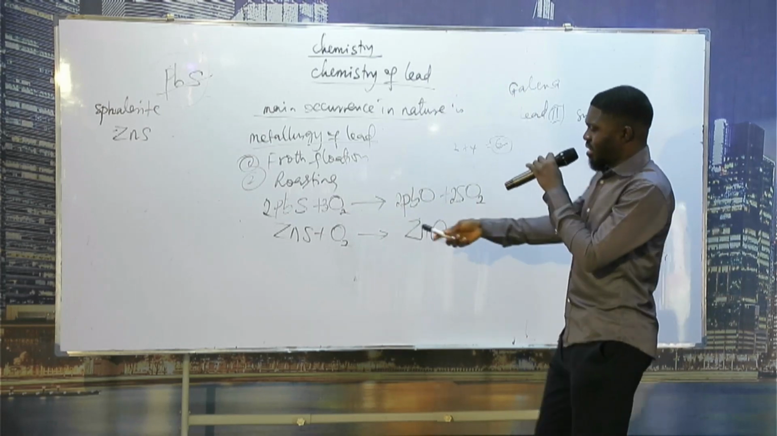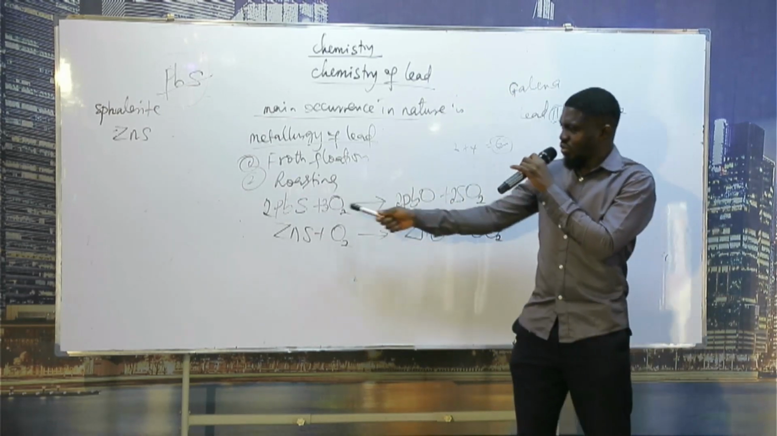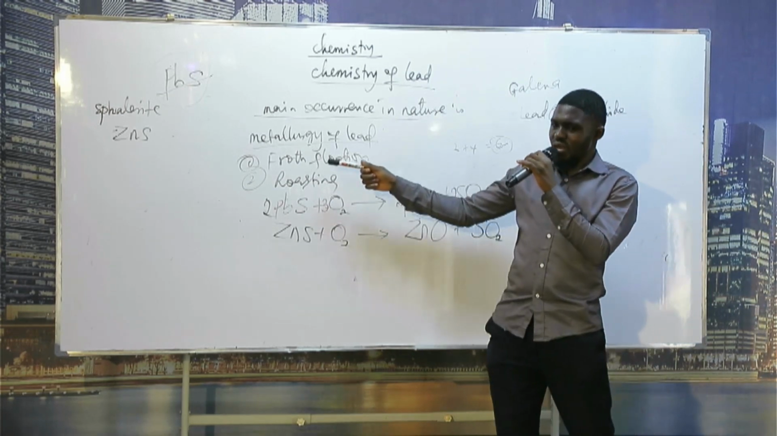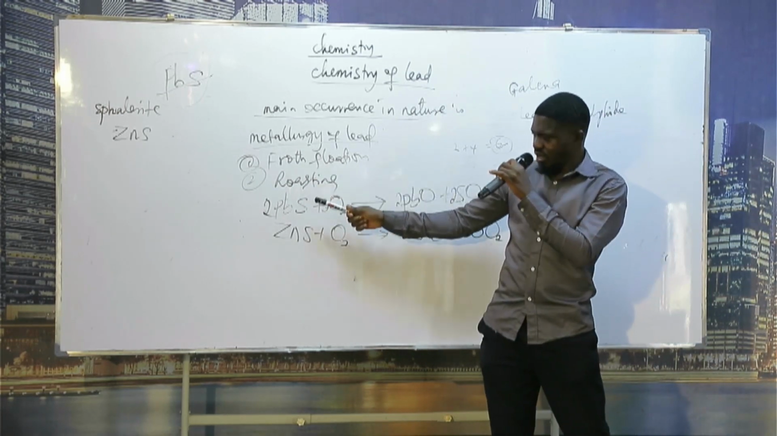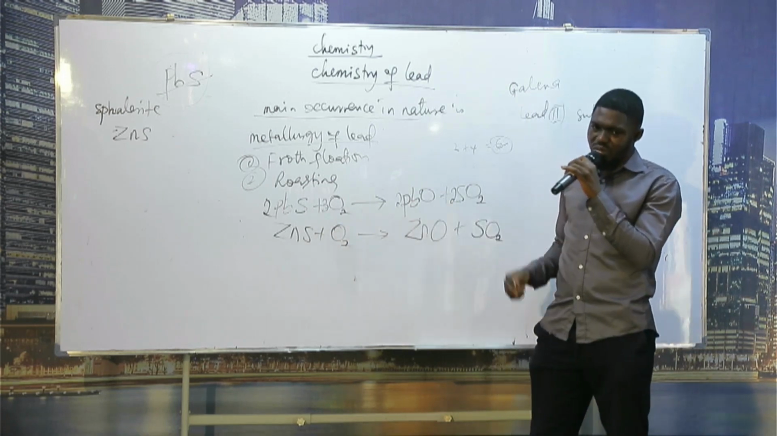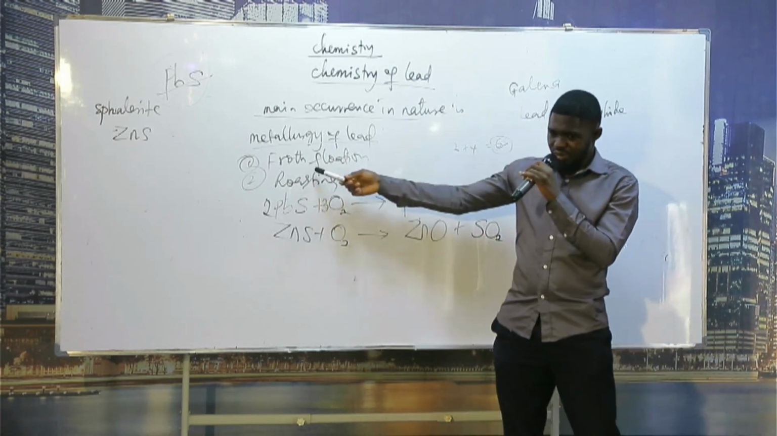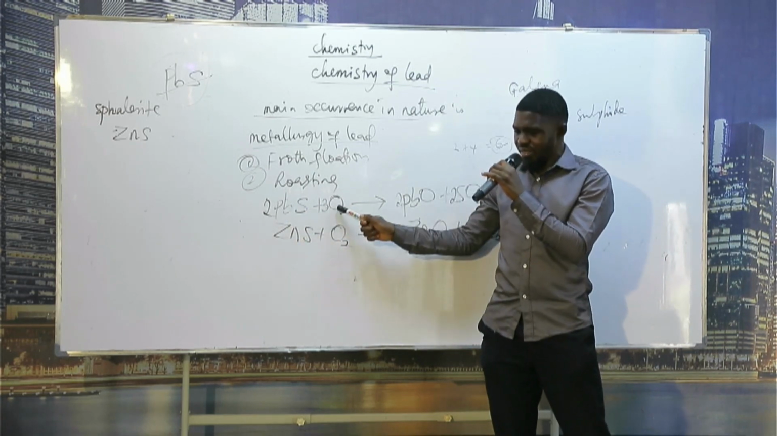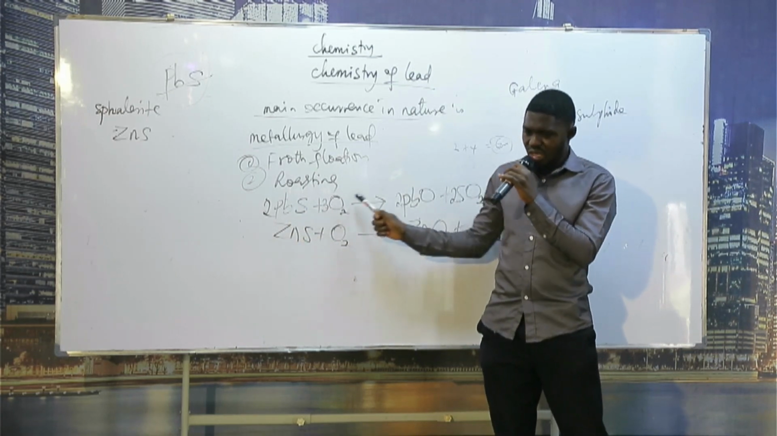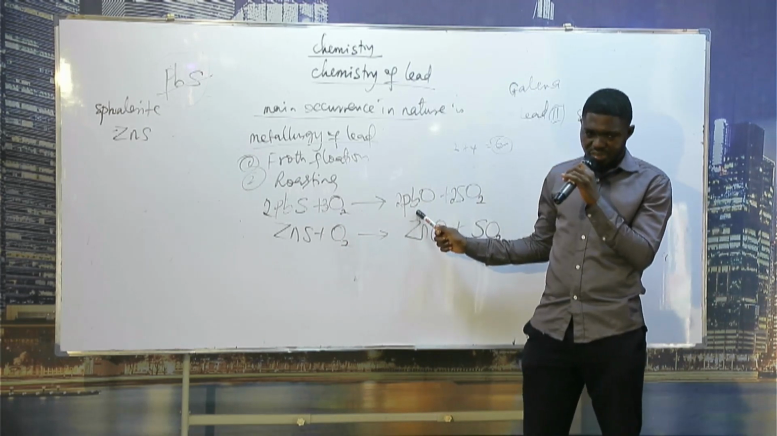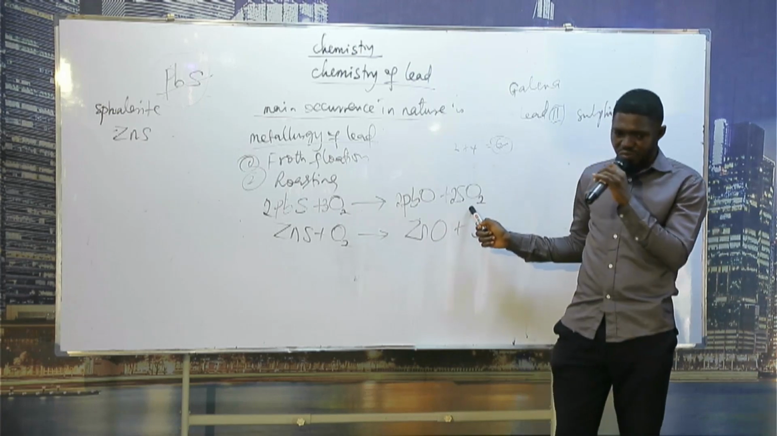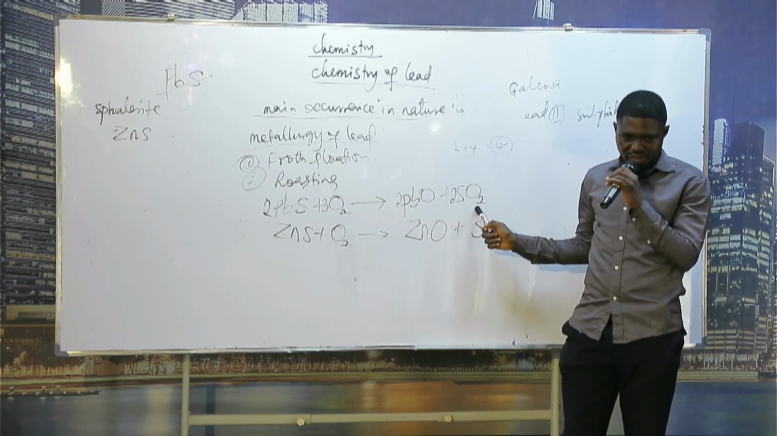So, if in exam, they happen to write this kind of equation like this and ask you, what metallurgical process is represented by this reaction? What will you say? Roasting. Which means you heated sulfide ore in presence of what? Oxygen, and converted it to what? Oxide. At the same time, the sulfur is oxidized to sulfur 4 oxide. Right?